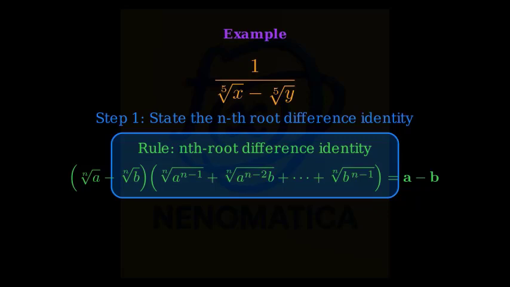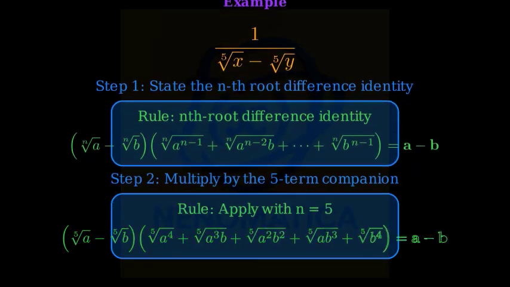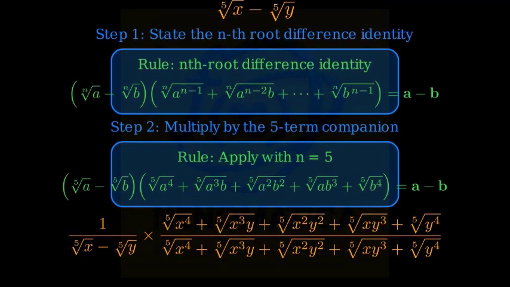Light bulb tip. Just like the difference of fifth powers, we have an identity that multiplies a short factor by a companion sum to yield a minus b. Multiply numerator and denominator by the companion sum for n equals 5.